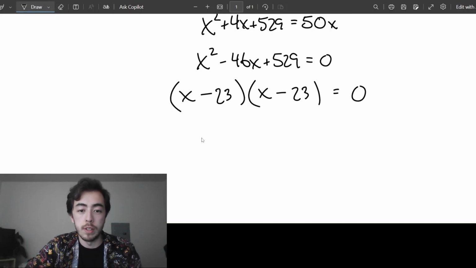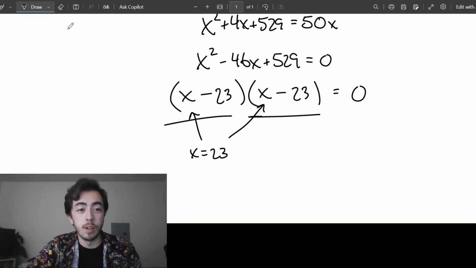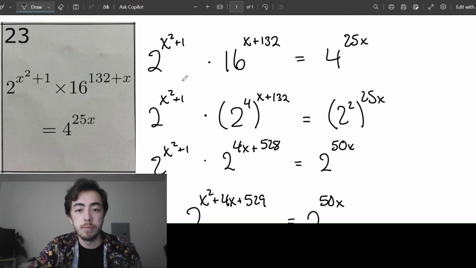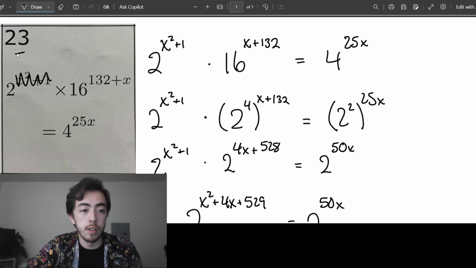And then this basically shows me that once I plug in a 23 into either of these spots, I'm going to get 0 times 0, which is clearly 0. So here's my solution. And let's just see if it makes sense going back to the original problem. Well, if x is 23, then this x squared is 529, like we just saw. So this right here should be 530. We could plug in the 23 here. We are going to add a 23 to the 132, and that makes this exponent 155.